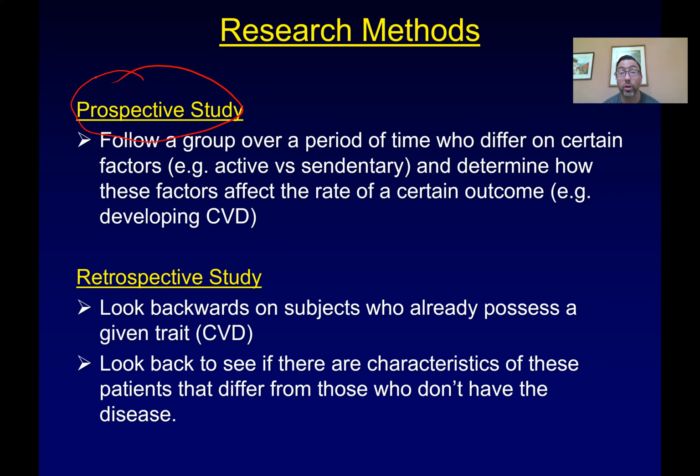Retrospective studies are very useful, but prospective studies can allow us to look for causation. Retrospective studies really can't. Retrospective studies very much tend to be correlational studies. And so they're backwards looking.